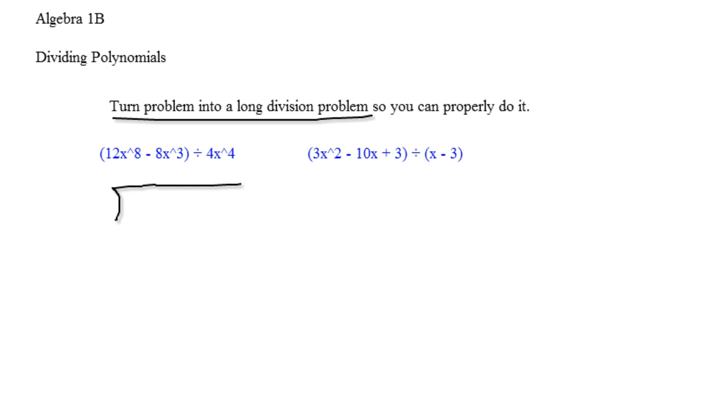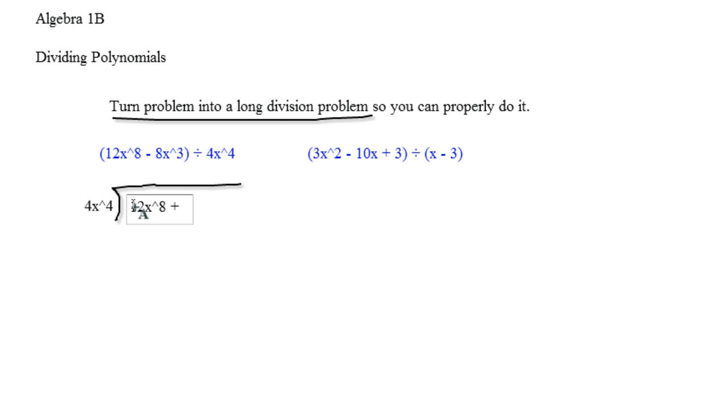Okay, so we draw out our long division, pretty simple. So our divisor goes out here, so this is 4x to the fourth. Okay, and then inside here we're going to have 12x to the eighth. Okay, now what you're going to do is you're going to actually write out all the terms in between.